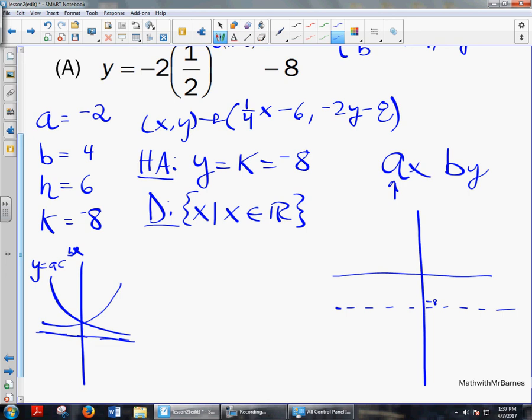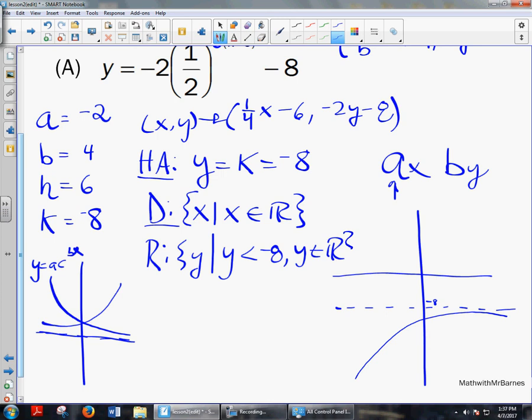Below that line means that it looked like this before, but because there was a reflection, it's going to look kind of like this. So that's similar to what it would look like. So everything for the range, so y such that y is less than -8, and then y belongs to R.